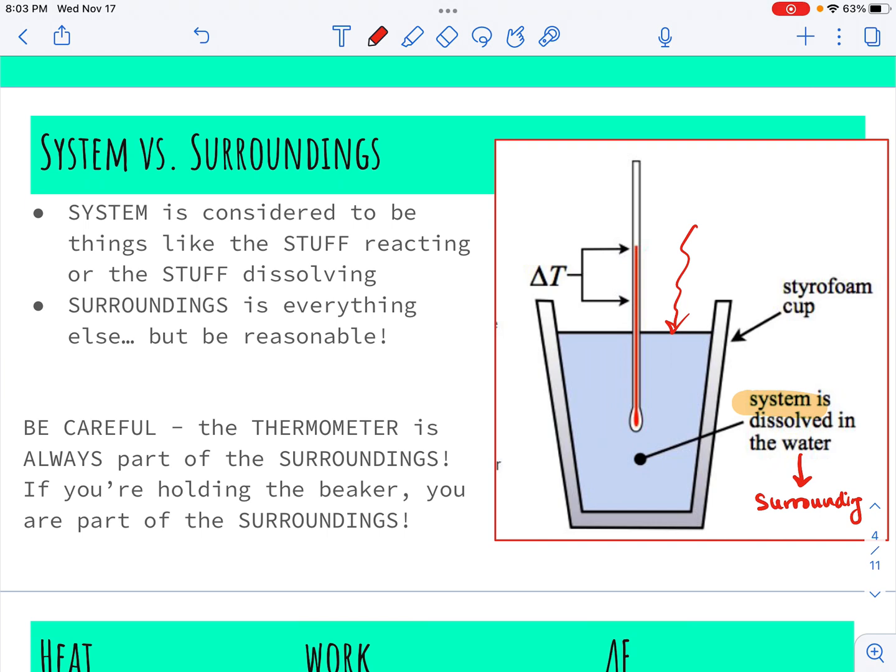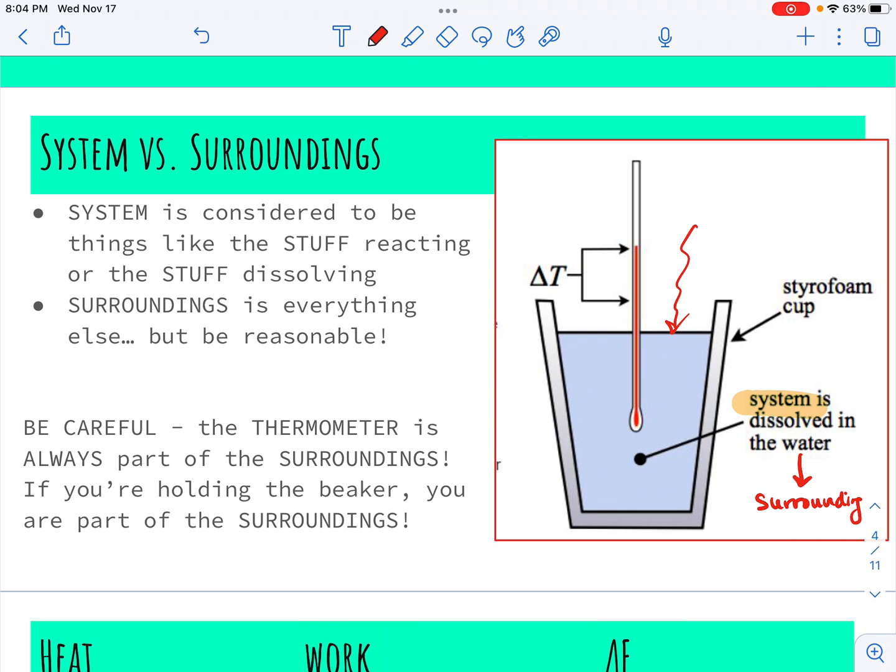surroundings. And the reason that we care so much is because if the system gives off heat, it gives heat to the surroundings. So the perspective that we have when we're taking data will almost always be from the thermometer or from the fact that you are holding the cup. And so your hands are the surroundings. And if your hands feel warmth coming off of what you're holding, or if the thermometer rises, then it's absorbing energy from the system. And that means that the system is giving off energy.